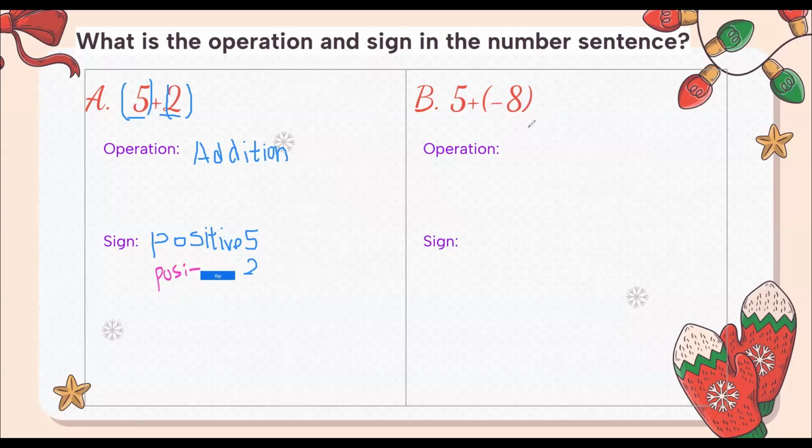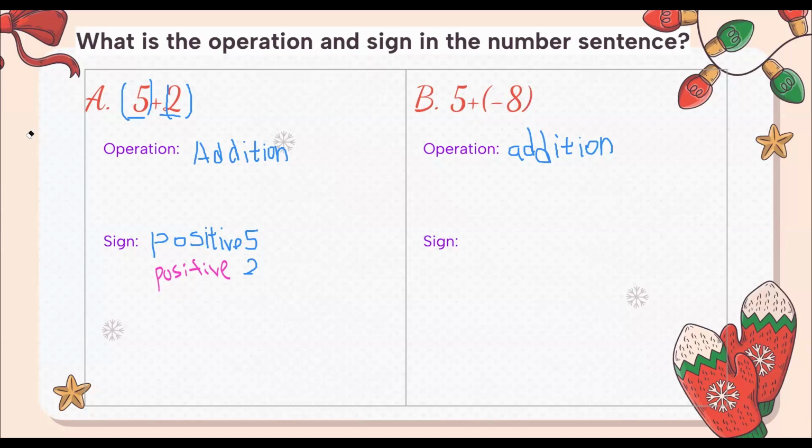Now you can look at question B. We have 5 plus negative 8. So what is the operation of this number sentence? If you look in the middle, we have a plus sign. That means the operation of this number sentence is addition as well. You might be confused that the minus sign is also in the middle. But if you look carefully, the minus sign is grouped with the integer 8, so it is not the operation of this number sentence.